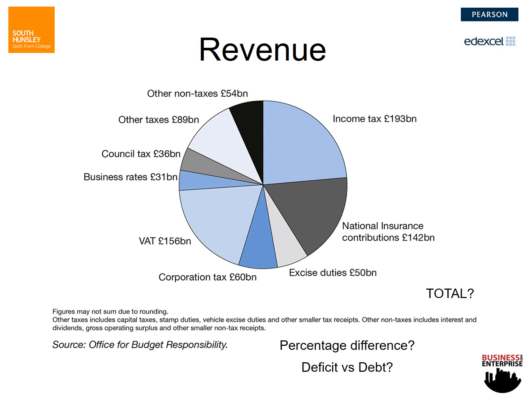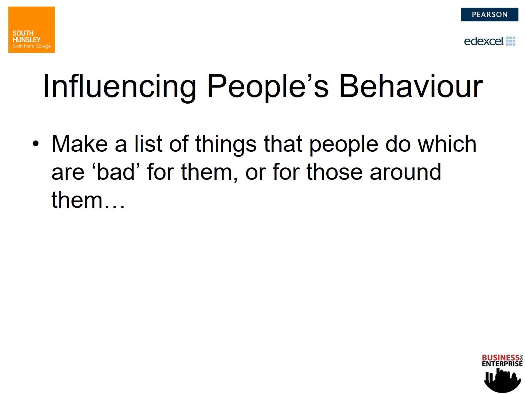Okay, last little bit for our lesson today. We're going to move on to individuals. Rather than looking at the economy overall, we're going to think about individuals and their behaviours. Having looked at the economy overall being macroeconomics, this is going to be a bit of microeconomics. So, influencing people's behaviour.